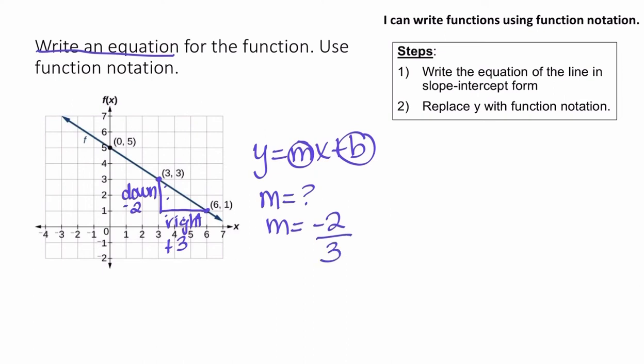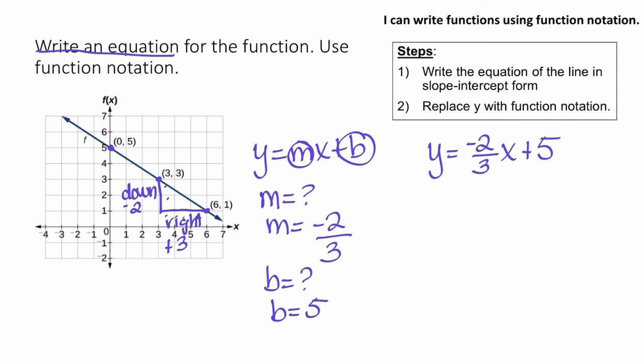Now we need to figure out the value of b. b is going to be the y-intercept. You can see here at (0, 5), that is where my graph crosses the y-axis. So b = 5. Now I can just plug these 2 numbers into my equation, and I will get y = -2/3 x + 5.